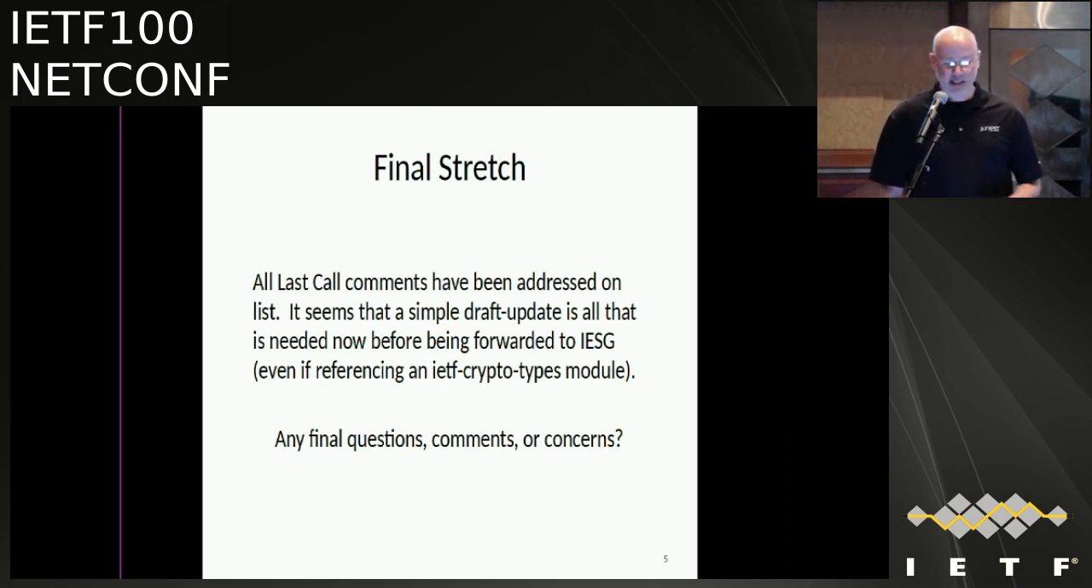So here we are on the final stretch. All last call comments have been addressed on list. It seems that a simple draft update is all that's needed now before being forwarded to the IESG for consideration. And that's even if we wanted to adopt this IETF crypto types module, if we wanted to introduce a normative reference to that, it's just adding an import statement and referencing that type rather than a type that's embedded into the module itself. So that's effectively an editorial change of sorts. I don't think it would trigger the need for another last call. Of course, it would hold up IESG processing until all the references could be resolved, but that wouldn't hold up this working group. So with that, are there any final questions or comments or concerns?